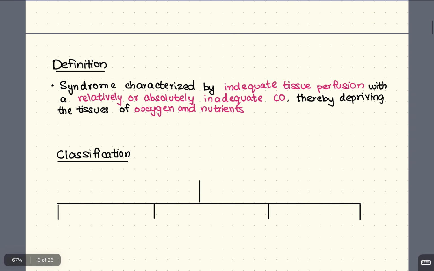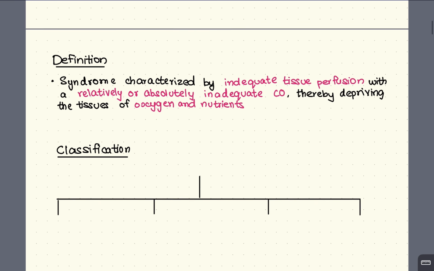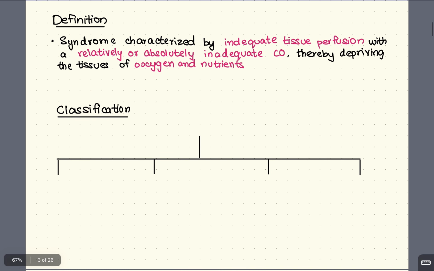So we'll go into the definition. Shock is actually a syndrome characterized by inadequate tissue perfusion with relatively or absolutely inadequate cardiac output, thereby depriving tissues of oxygen and nutrients. The main points that should be there in your definition are cellular hypoxia, inadequate cardiac output, and inadequate tissue perfusion. These are the keywords you should include in your definition.